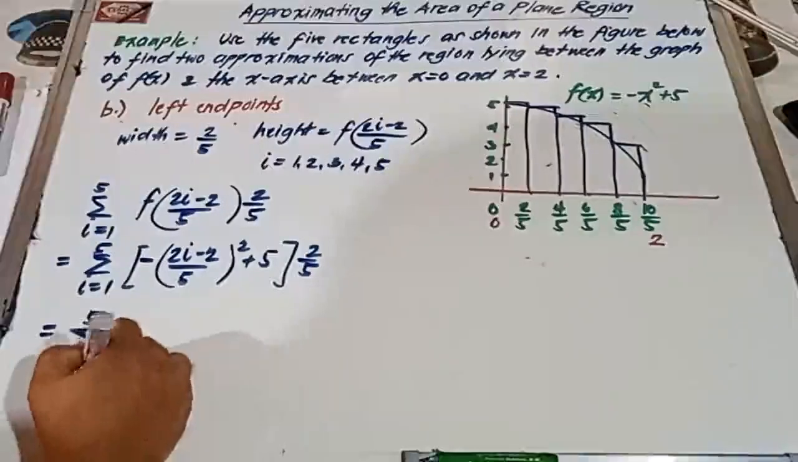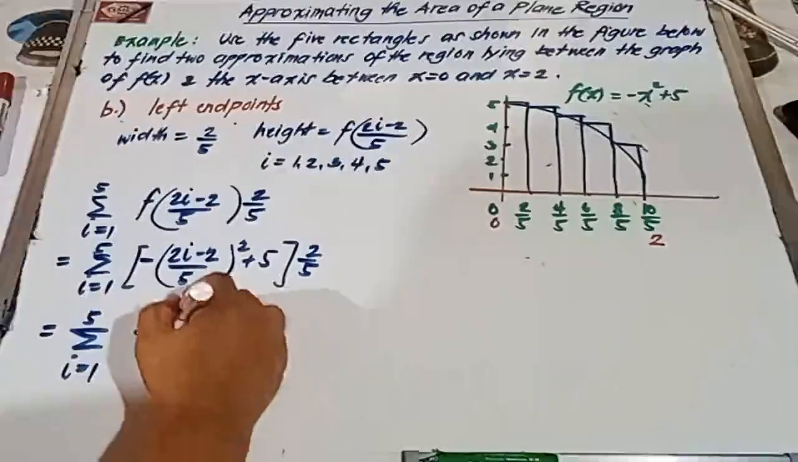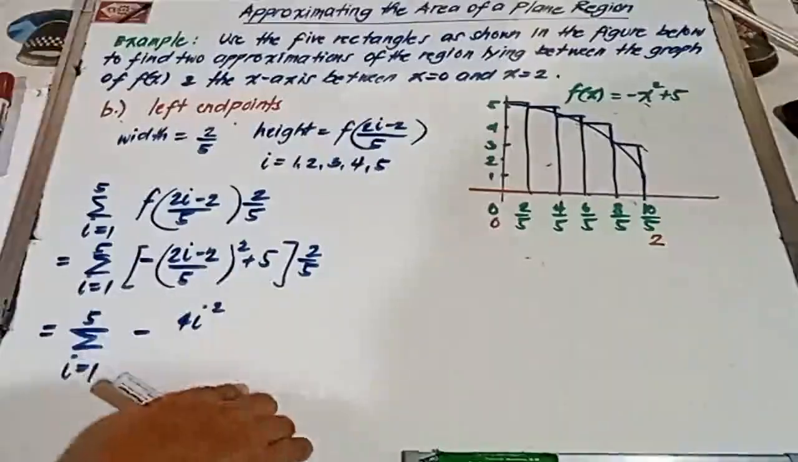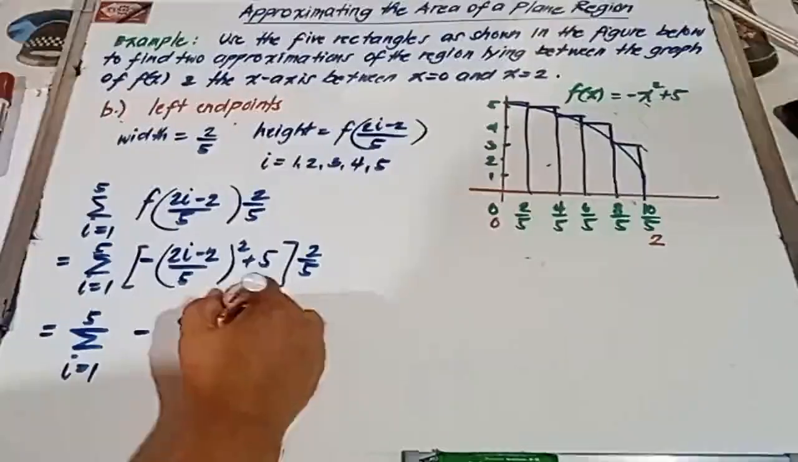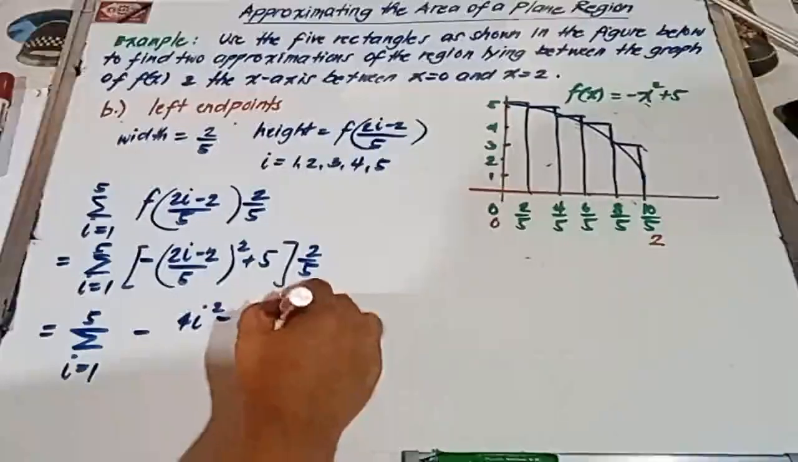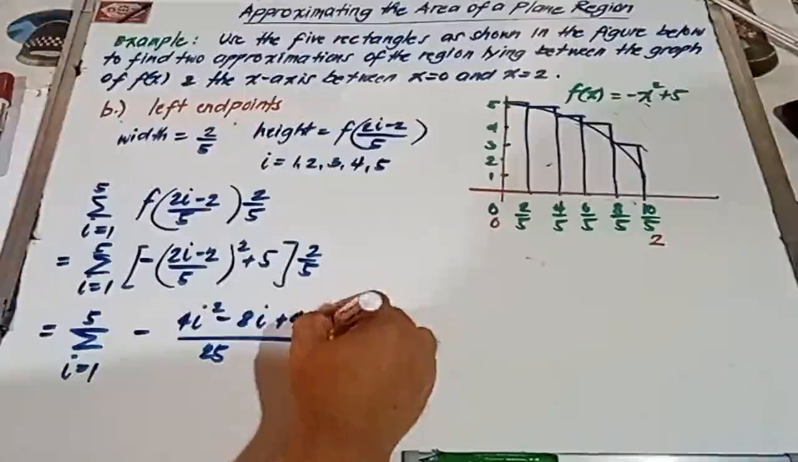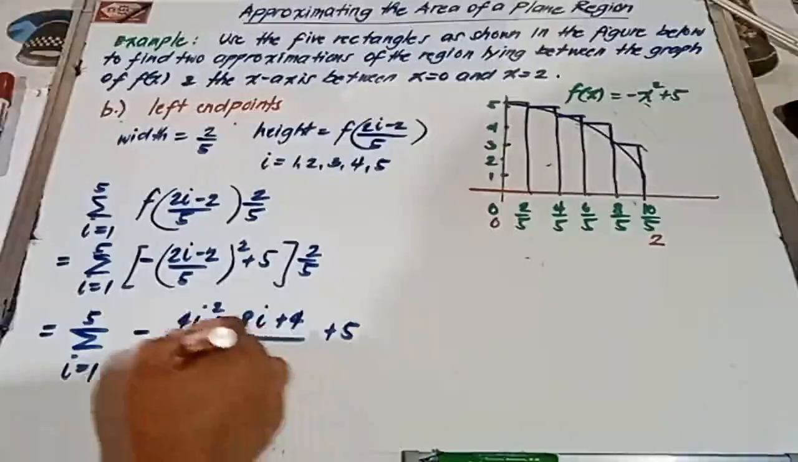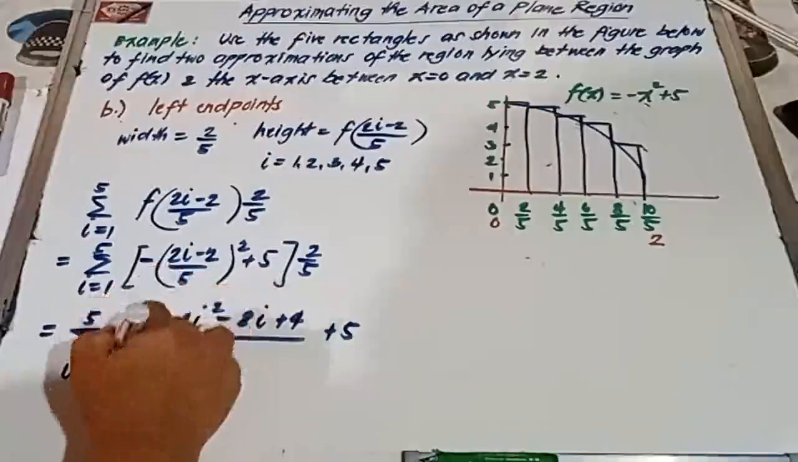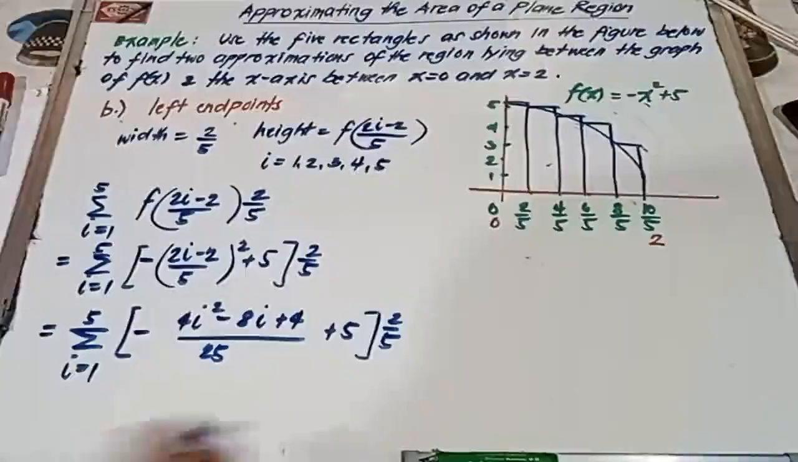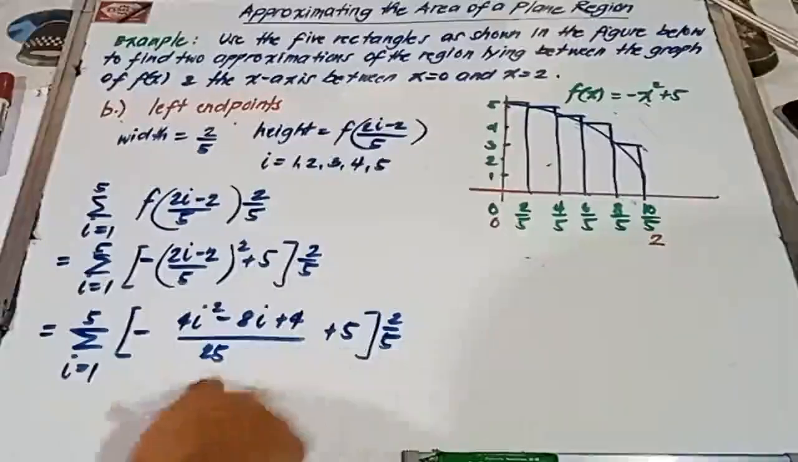Summation i equal to 1. So we have negative 4i squared, and 2i times negative 2 is negative 4, times 2 is negative 8i, plus 4 over 25, plus 5. This quantity is times 2 over 5. Then expand natin, multiply natin isa-isa.